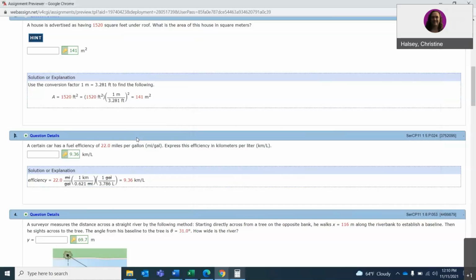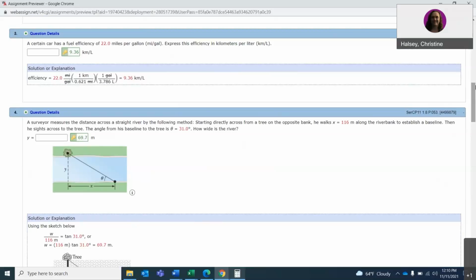Number 3. A certain car has a fuel efficiency of 22 miles per gallon. Express this in kilometers per liter. And I guess now instead of drawing on the board, I have to use my little diagrams. We're just setting up a ratio here. 1 gallon is 3.76 liters. 1 kilometer is 0.621 miles.